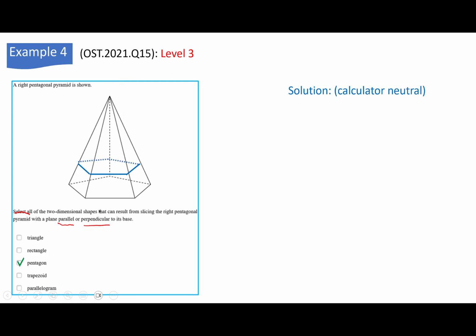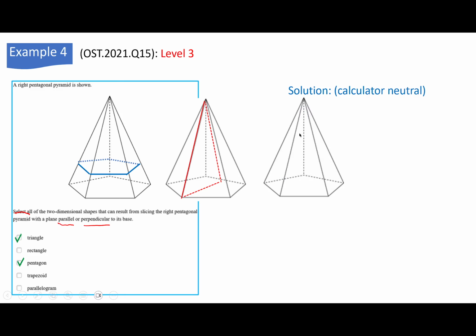Now I'm going to do slicing it perpendicularly, okay? Perpendicular. So if I do perpendicular like this, I get a triangle. Now if I cut it like this, I get a trapezoid. You would not get a rectangle for sure, and you would not get a parallelogram for sure.